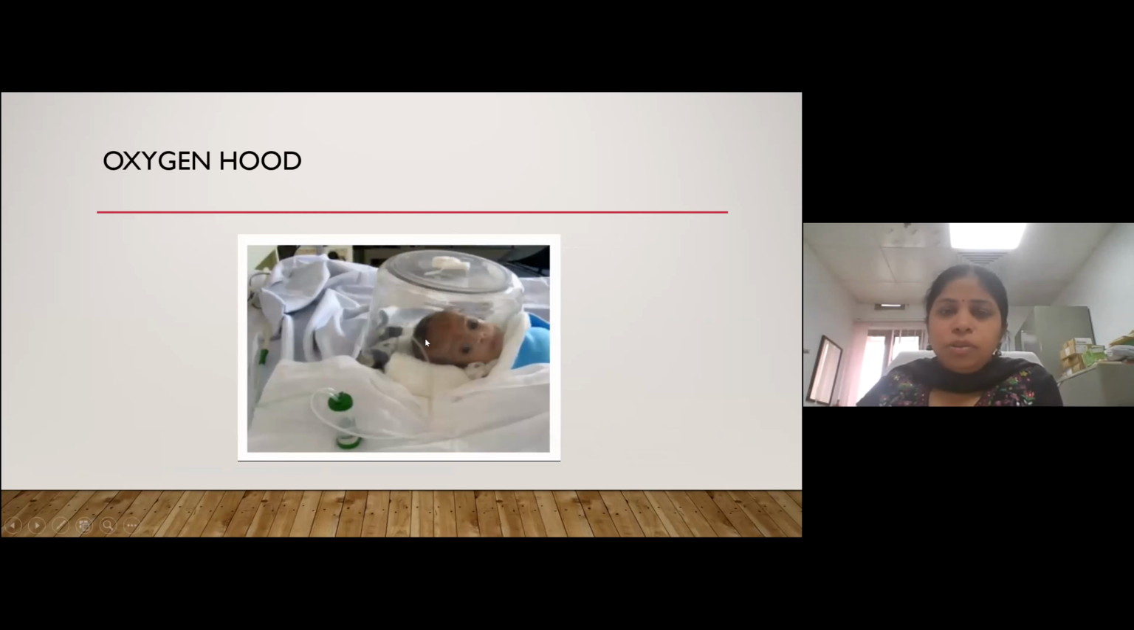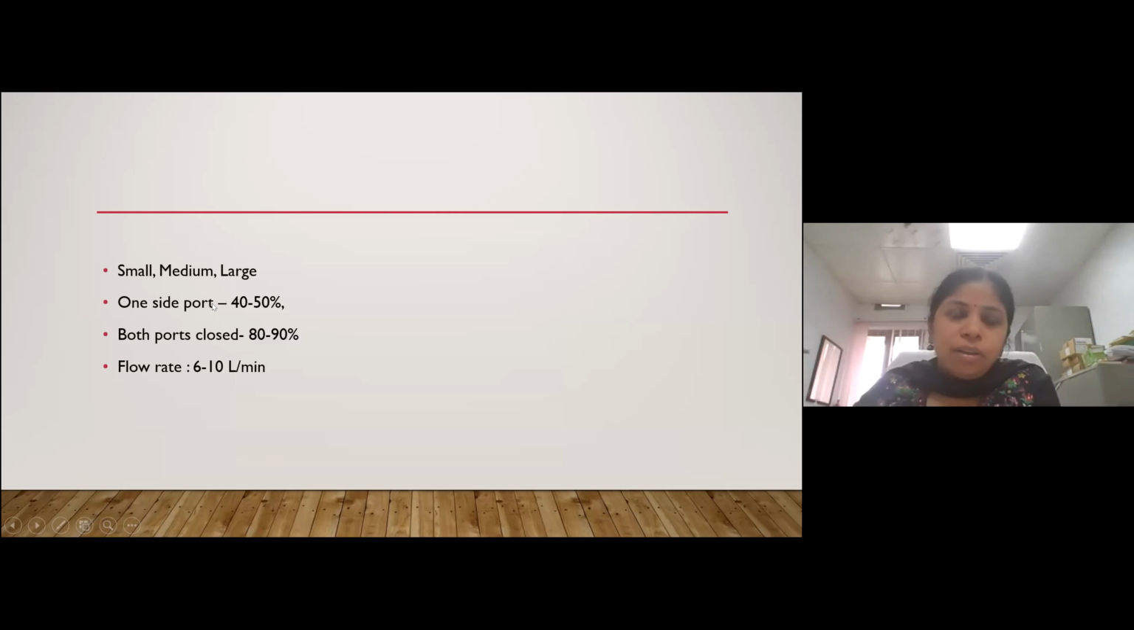So coming to the high flow devices. This is the oxygen hood. If you have a newborn or a small infant, we can give the oxygen through this hood kind of oxygen delivery system. And they mostly come in 3 sizes: small, medium, and large. Often there are side holes in these oxygen hoods, and if we close one port, then we can give a FiO2 of 40 to 50%, and if both ports are closed, up to 80 to 90% oxygen can be delivered.